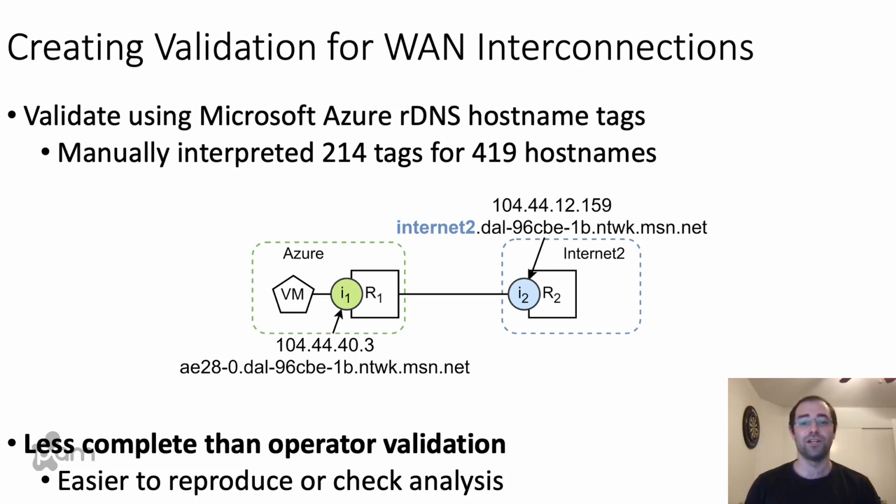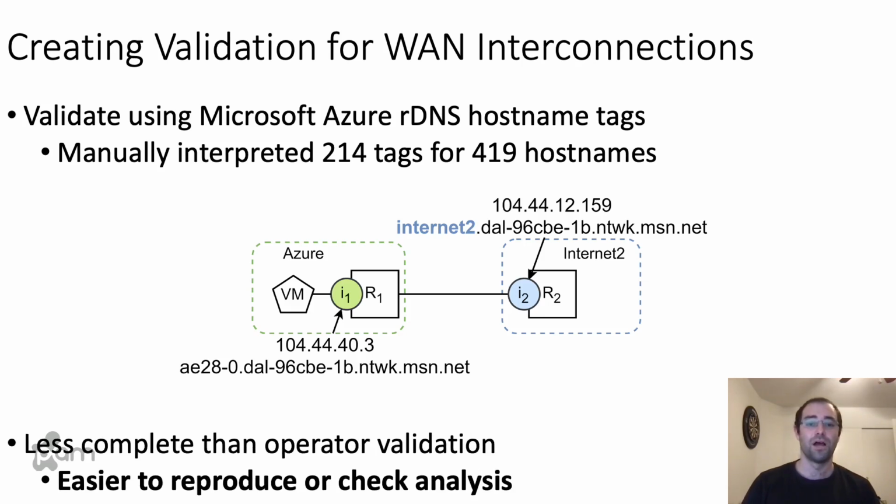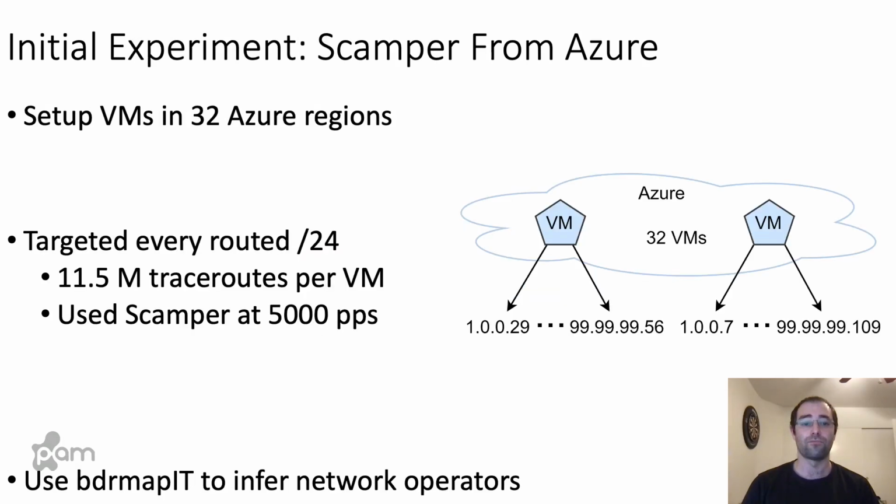Obviously, this type of validation has a few limitations. Most importantly, we only validated interconnections for Azure, and it's less accurate and complete than validating with network operators at the cloud networks. However, it does have the advantage of being easier to reproduce when developing new techniques or checking analysis. And in the future, we plan to work with network operators at the clouds to validate our approach further.